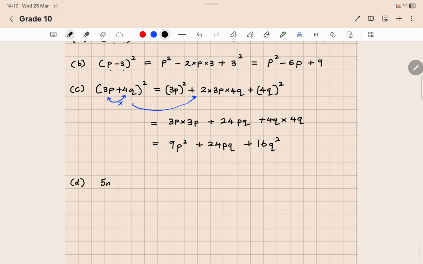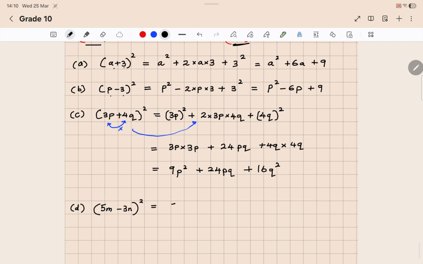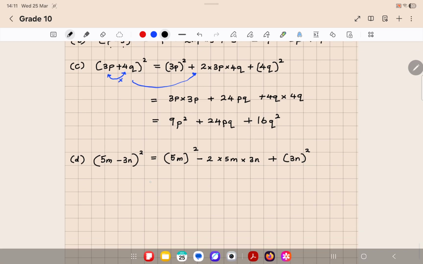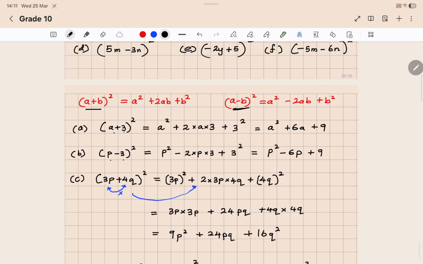5m minus 3n squared. So this one you have to use the a minus b squared form. First term squared, so 5m squared, minus 2 times these two terms, 5m into 3n, plus 3n squared. Second term is 3n. Right, then simplify. 5m into 5m is 25m squared. 2 times 5, 10, 10 times 3 is 30mn. 3n squared is 9n squared. So that's the answer. So follow that pattern for these types.